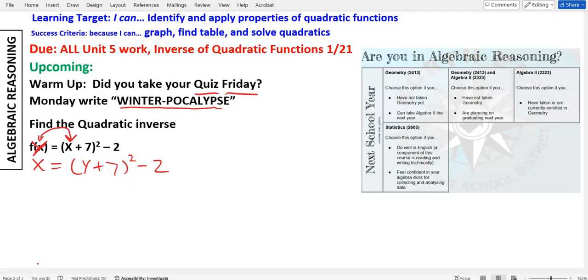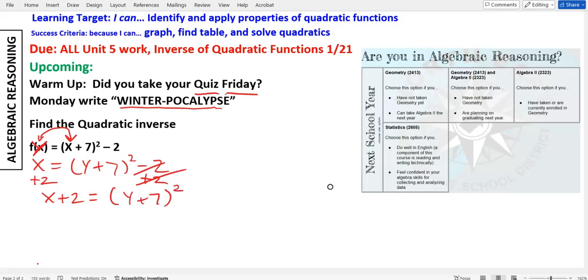What do you think? Do I get rid of the 7, the squared, or the minus 2? All right, the loner, minus 2. What's the opposite of minus 2? Plus 2. X plus 2 equals y plus 7 in parentheses squared.